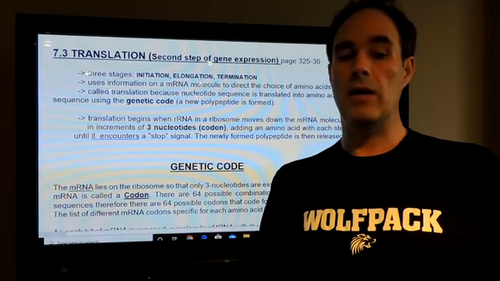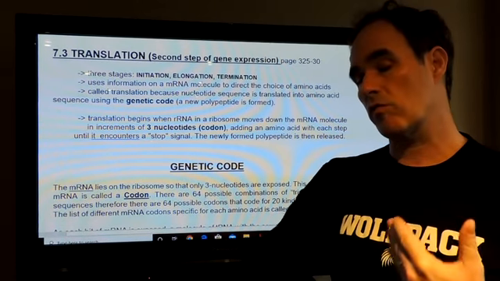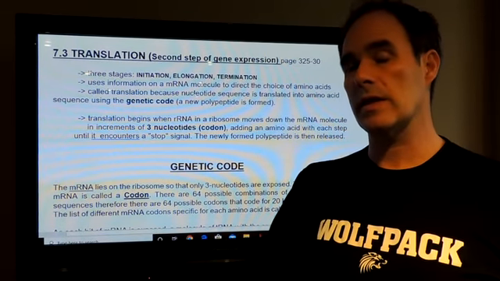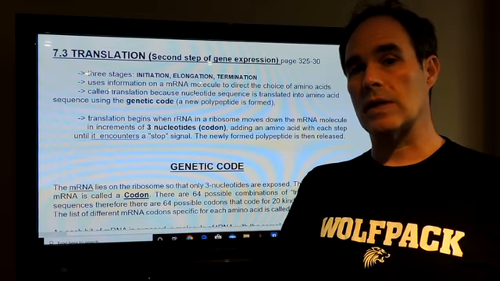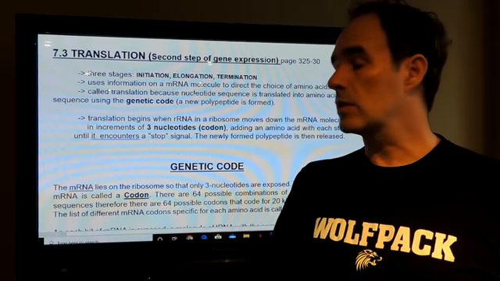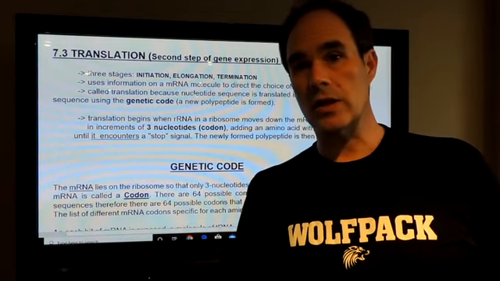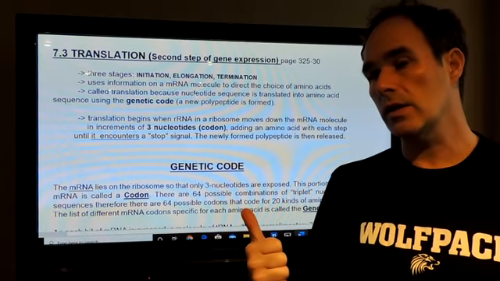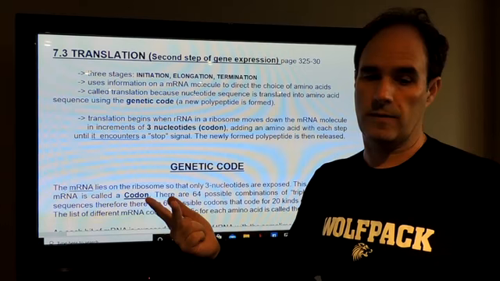Hi everybody. Now we're going to be talking about translation. So we did transcription, that happens within the nucleus. Translation, of course, happens at the ribosomes in the cytoplasm. So it's the second step of gene expression. There are three stages as well: initiation, elongation, and termination.